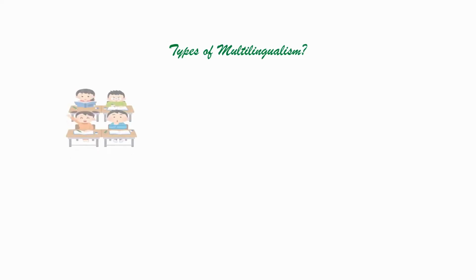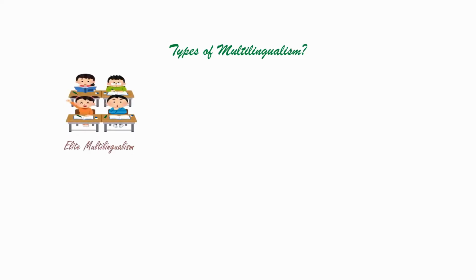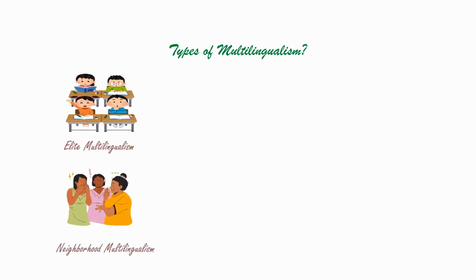Now let's know different types of multilingualism. Some people learn new languages in school. This is called elite multilingualism. Others learn them naturally from the people around them. This is called neighbourhood multilingualism.